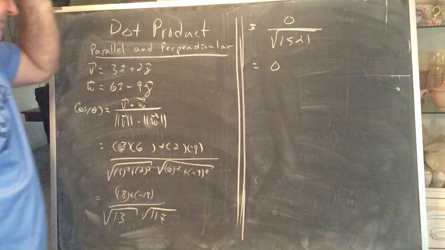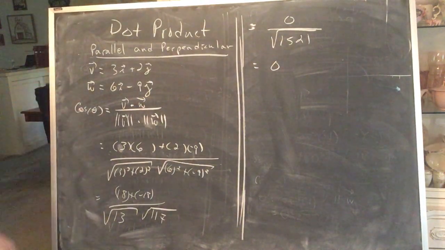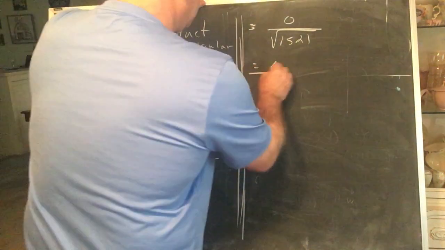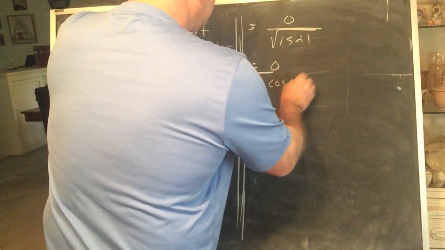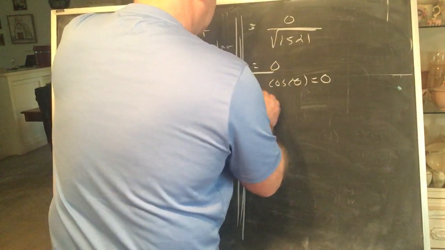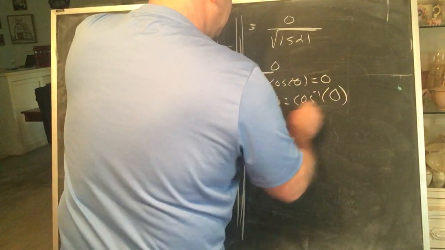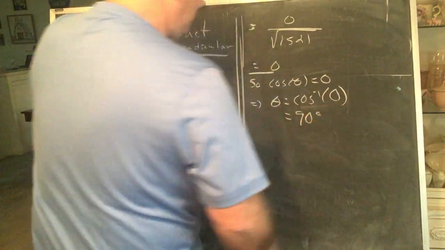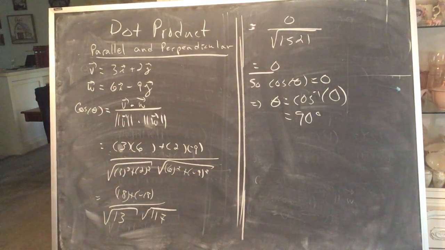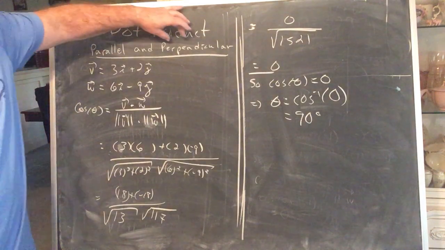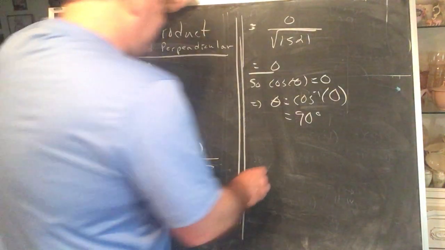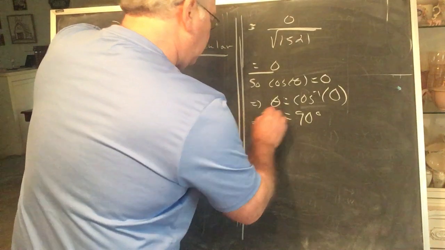Because that's 0. And this happened in an example in the previous video. So cosine theta is equal to 0. So theta is cosine inverse of 0, which is 90 degrees. These vectors are perpendicular.